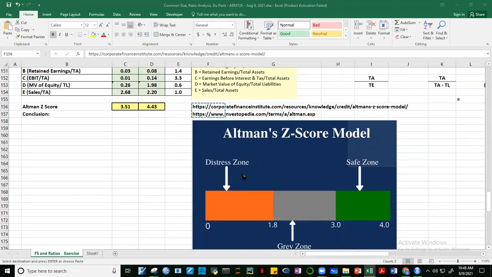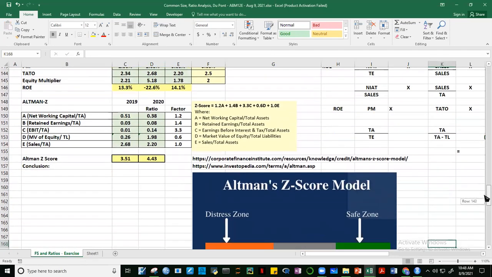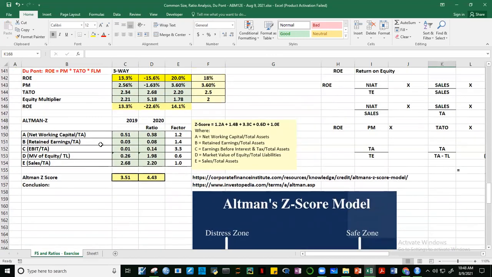Okay, you can take a look at this site, no? It explains to us kung ano ba yung Altman Z na to. Si Altman Z, guys, ginagamit to predict if the company will become bankrupt in the next 2 years. So ang ginagamit niya na ratios ito. Okay? So here I computed for 2019 and 2020.